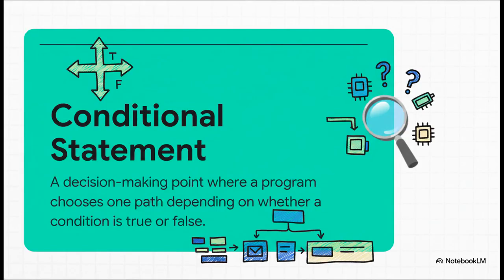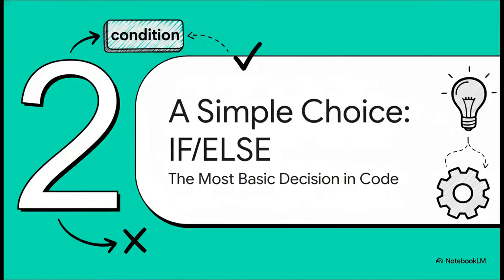Now, in the programming world, there's a name for this. It's called a conditional statement. That's the official term for that crossroads. It's just the point where the code asks a simple question, and the answer, which can only be true or false, decides everything that happens next. So let's start with the most basic version of this, the classic fork in the road. This is the if-else choice. If something is true, do this one thing. If it's not, or else, do this other thing instead.